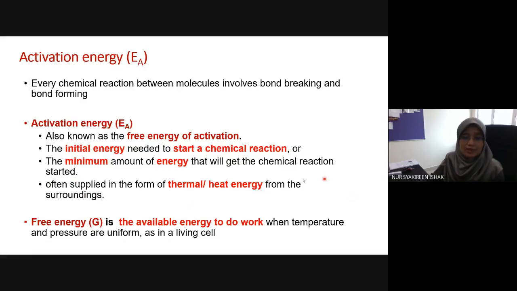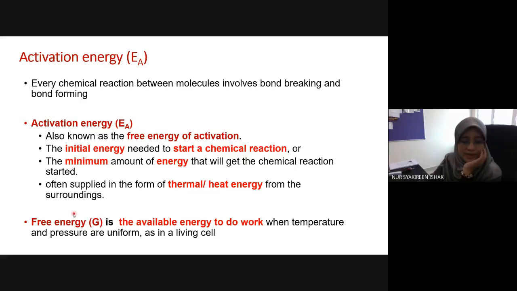So if the reaction doesn't have an enzyme, the reaction still can occur, but it takes a long time because the substrate needs to absorb heat energy from the surrounding in order to overcome the activation energy barrier.